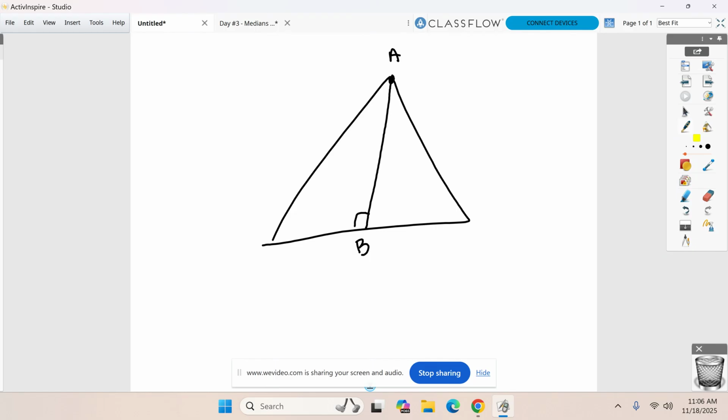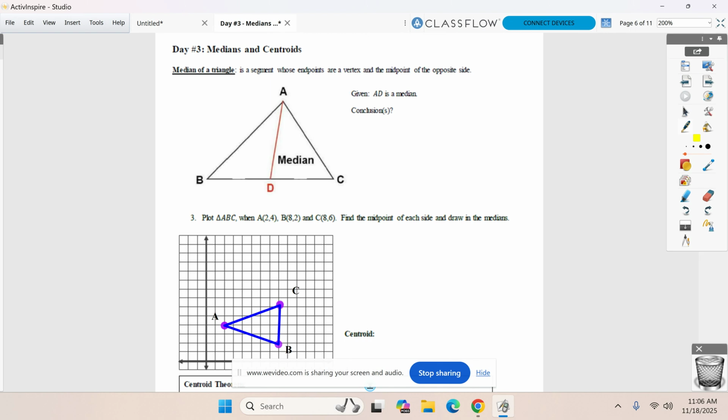Now, new vocab term. Instead of being perpendicular, I'm going to draw that line to the midpoint of the opposite side. And that's called a median. My diagram's a little naked right now, because if that's a median, something's happening to BC.